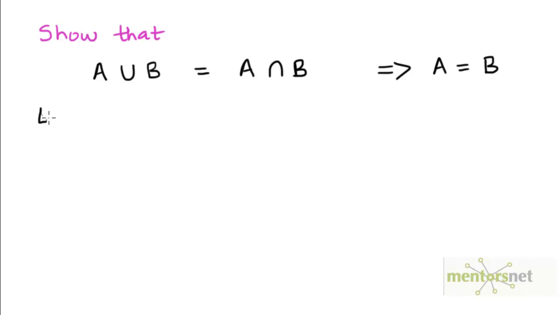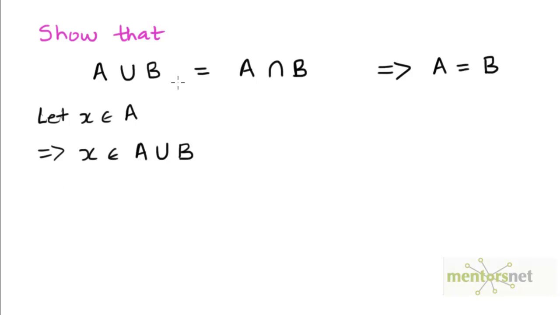So let's draw an arbitrary element from the set A. Let X belong to A. We have to show that X belongs to B. Now if X belongs to A, it will clearly belong to A union any other set. So X will clearly belong to A union B.